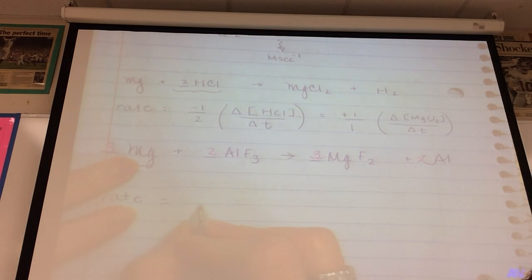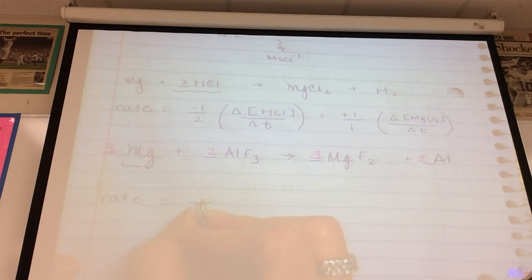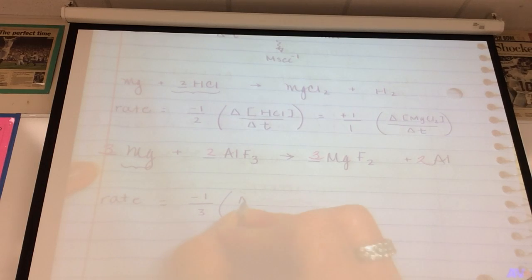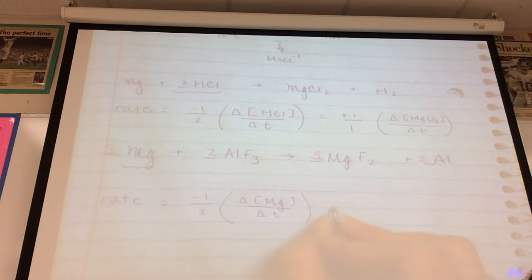We have to pick the element that disappears. This is an element versus a compound. Element, 1 capital letter. -1 or +1? -1 for reactant over 3, the coefficient, change in the concentration of magnesium over the change in time.